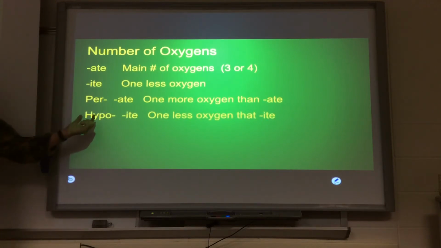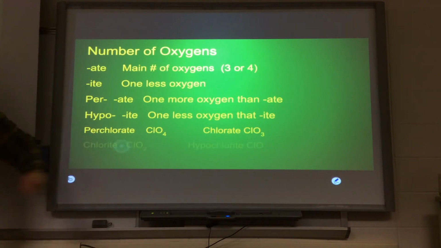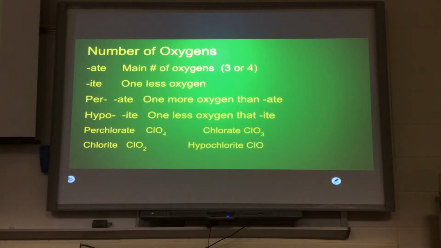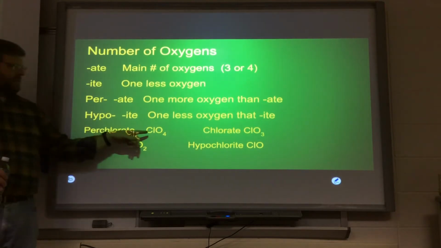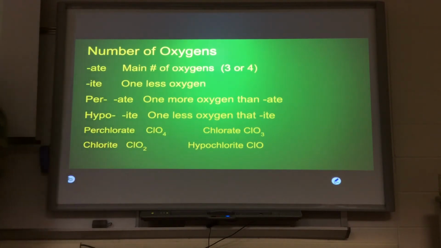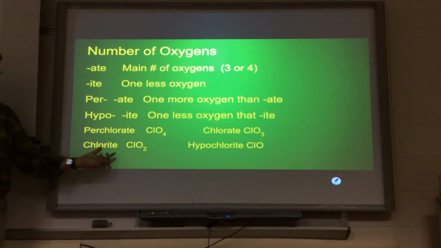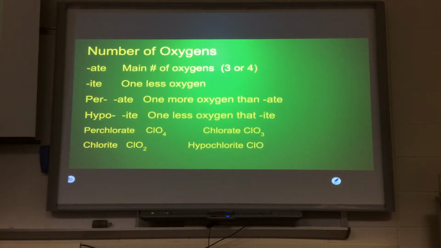And then the other one is when you have hypo as your prefix with -ite. It's 1 less oxygen than -ite even has, so it's like 2 less than the -ate would have. So here's our 2 examples that are on your polyatomic ion sheet. Perchlorate is ClO4, which means that's 1 more oxygen than the -ate would be, which is chlorate, ClO3. So if my -ate is ClO3, my -ite has to be 1 less oxygen, ClO2. And then there's hypochlorite, which is even 1 less oxygen than that, ClO.